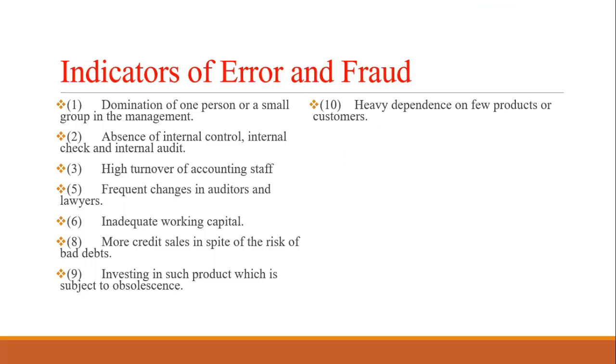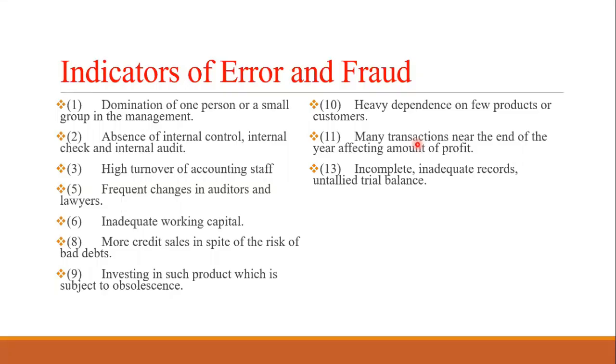Next, heavy dependence on few products or customers. If you are dependent on only one or two customers for your entire business, then a lot of errors and fraud can take place. Many transactions near the end of the year affecting the amount. Let's say you don't have many transactions during the full year, but at the end of the year, in the month of March, multiple transactions take place. Some fraud may be taking place, because only at the end of the year, when the accounts are going to be audited, do you have multiple transactions.